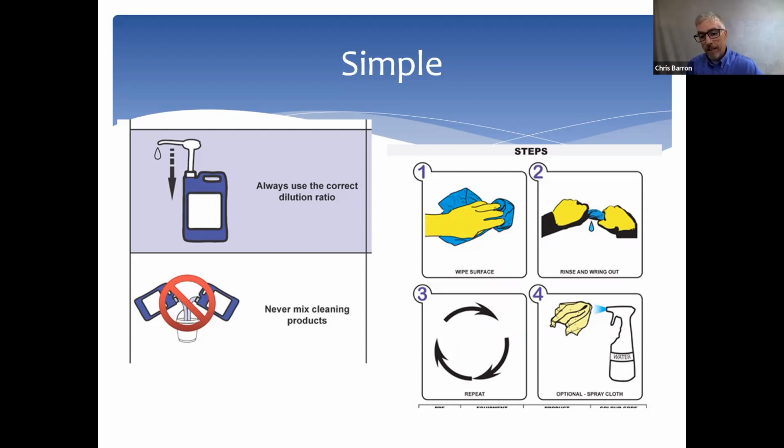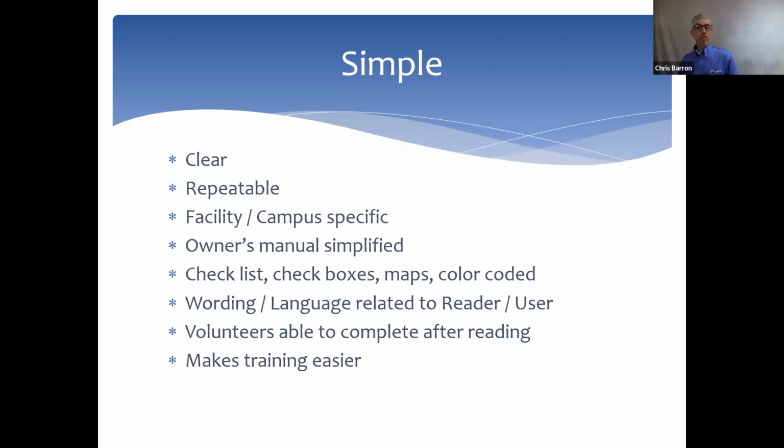The one on the right has a little more detail: wipe surface, wring out, rinse, repeat. These are examples of procedures that you can write, and when you write them, we have to be careful to ensure that they are simple. For instance, flush, hang mop, an exit sign, a fire exit sign. These are simple procedures that you see all over your campuses. What is simple? Clear, repeatable.